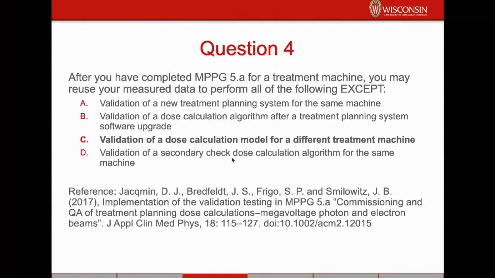And finally, validation of a secondary check dose calculation algorithm for the same machine. Once again, if you've done MPPG for that machine, then you are ready to use that data set again on a different algorithm. The only one that's different is C, where you have a different treatment machine. Each treatment machine needs to have its own unique set of validation measurements. And so whenever you commission a new machine, you have to take another set of MPPG 5A measurements to validate that machine.